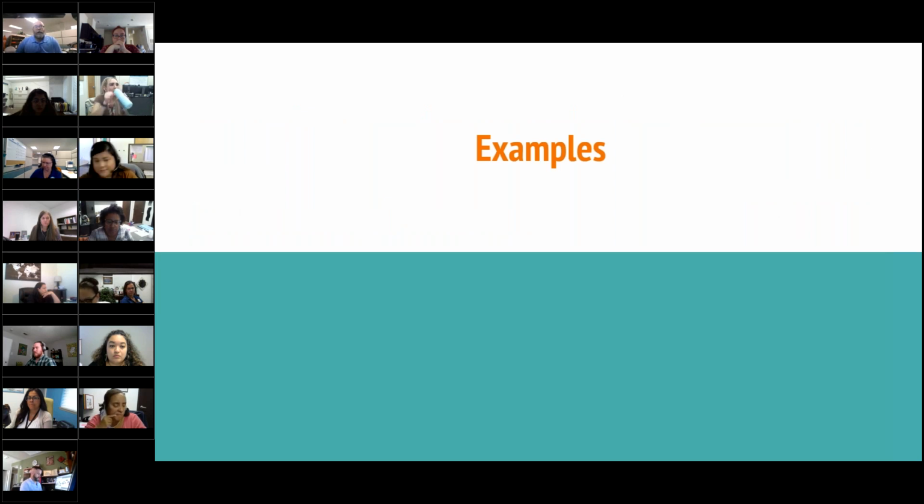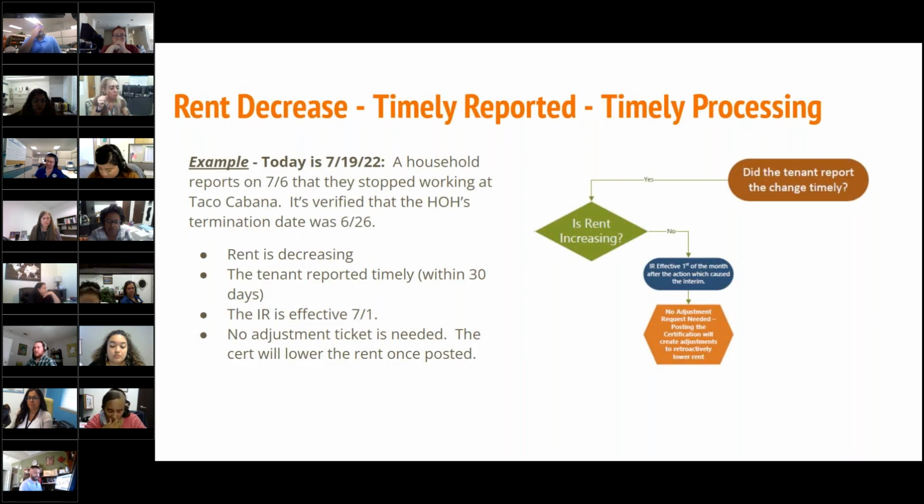So let's start looking at examples. And here we're gonna have to play time traveler a little bit. I tried to leave the dates the same in terms of when the tenant reported something. What changes is our date. So what is today is the key question in all these examples. So we're pretending that today is July 19th. A household reported on July 6th that they stopped working at Taco Cabana, and it's verified that the termination date was 6/26.